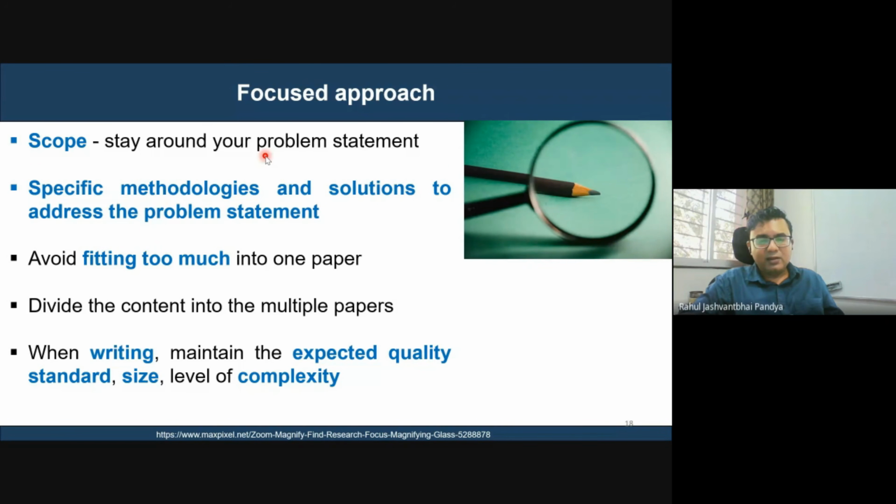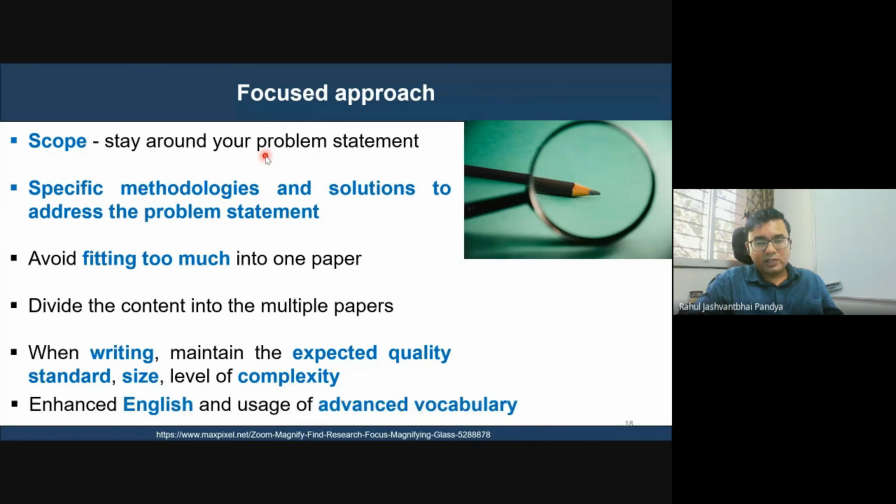When writing, we have to maintain the expected quality, standard, size, and level of complexity. It should not look dull. It should not look inferior. Right, so we have to maintain the typical expectations. That's why looking at Q1 journal papers is the first part, because we have to understand the expectation, right? And finally, the English should be at the next standard.